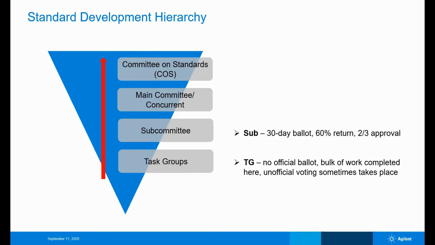Once the task group completes their work and there is agreement, on occasion there's some unofficial voting within the task group to assure that consensus at the task group level is met. However, it's unofficial, and in most cases, any dissensions or disagreements on a technical matter are addressed at the task group. Once there is agreement at the task group level, the proposed standard test method is submitted to the subcommittee for balloting.